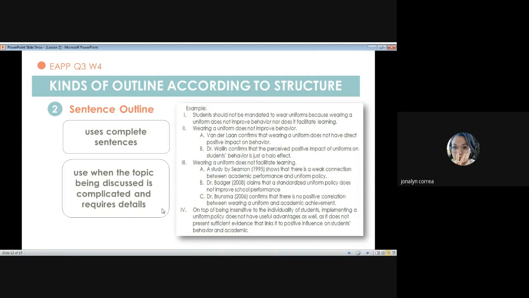I didn't have it in my presentation since the paragraph outline is somewhat more complex to discuss. But let us just focus on these two, the topic outline and the sentence outline. In a paragraph outline, basically all your entries are paragraphs. And a paragraph outline is usually used for a lengthier text.